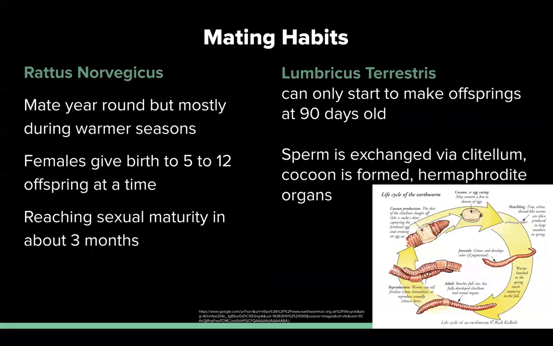For mating habits, rats tend to mate year-round, but mostly during warmer seasons, like in the summer, because they are warm-blooded animals, so these are the environments that they prefer, as it's their natural instinct to do so. Female rats give birth to 5 to 12 offspring at a time and reach sexual maturity in about 3 months. For earthworms, they can only start their offspring at 90 days old, where the sperm is exchanged via the clitellum, where the cocoon forms, and they have hermaphrodite organs. The diagram below talks about the life cycle of the earthworm.